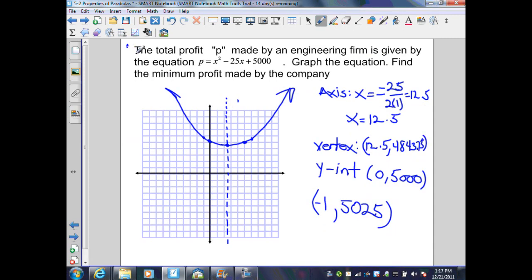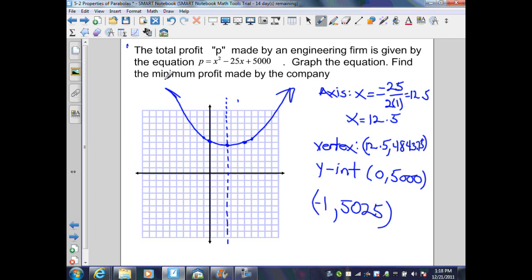On this problem, we're given the total profit P made by an engineering firm is given by the equation P equals x squared minus 25x plus 5,000, a quadratic equation with a quadratic term having a is 1. My linear term b is a negative 25. And c is 5,000. We want to graph the equation, find the minimum profit made by the company.